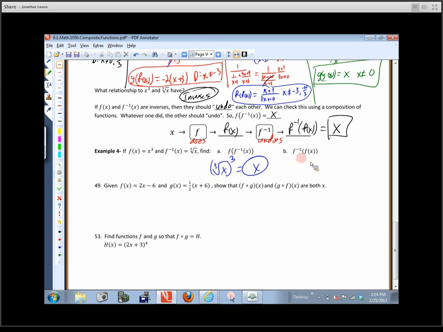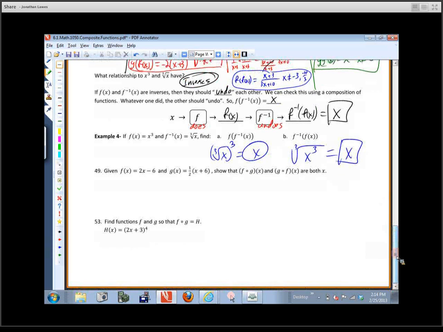Let's look at this one. This is composed the other way. This is f inverse of f. So the way I've got this written, f inverse is the cube root function. And what am I plugging into the cube root function? X cubed. What do they do to each other? They undo each other, so I get just a plain old x.